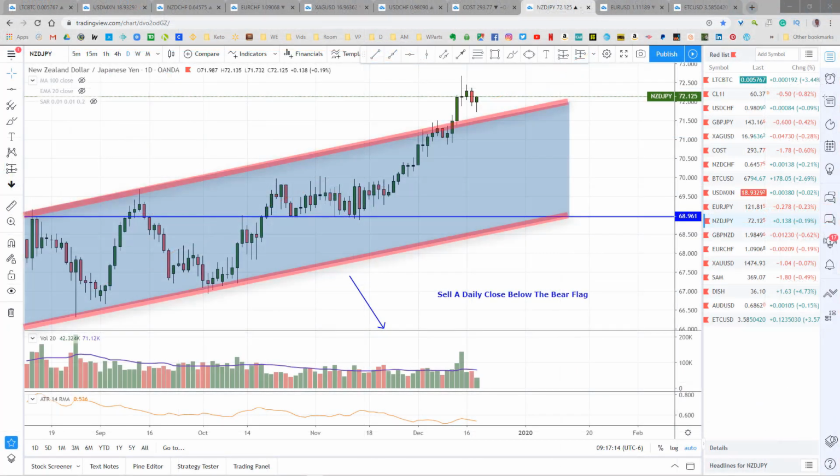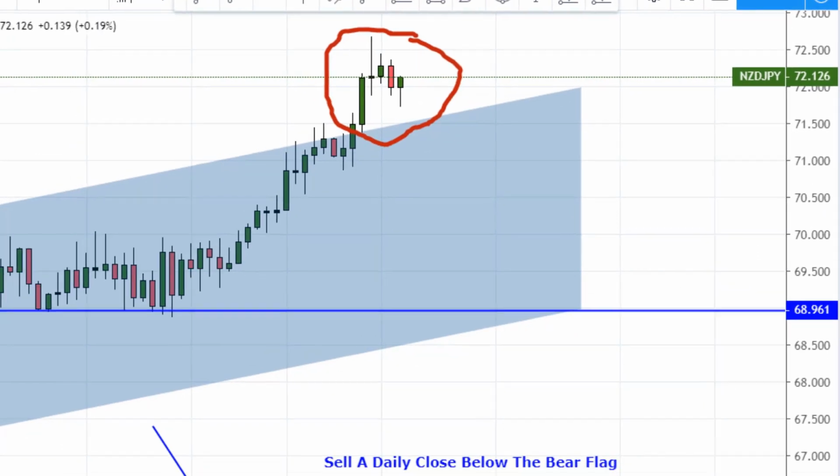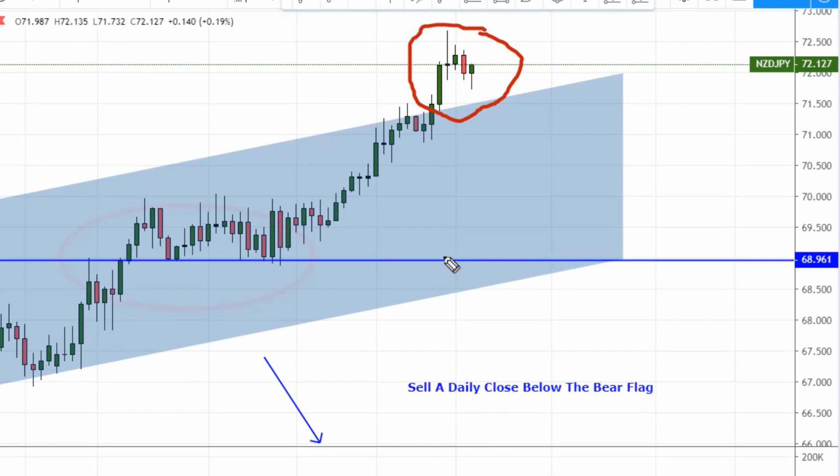This bear flag on the New Zealand dollar Japanese yen appears to be blowing out right up here. As you know, I only sell a break of this flag, so I'm done watching this pattern for now. This 69 level right here looks pretty strong though, so I'll be watching an approach of that level when it happens.